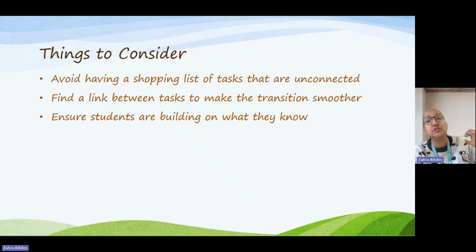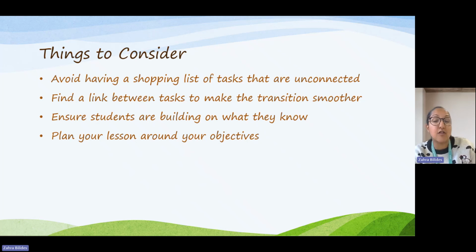Do ensure also that students are building on what they know. It really helps them to go from something that's quite basic to something quite complex in a logical way, rather than things that don't build on each other. It's really important to scaffold the lesson.